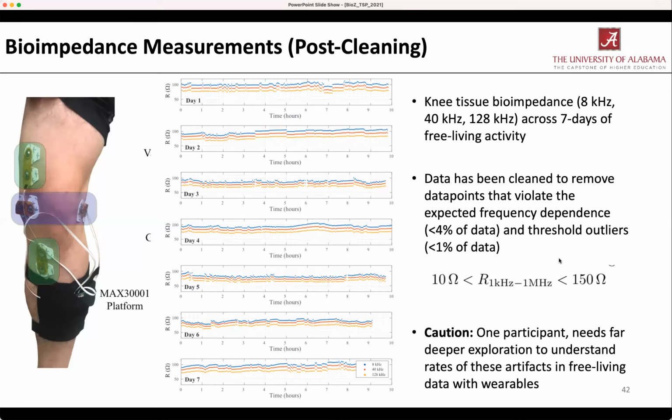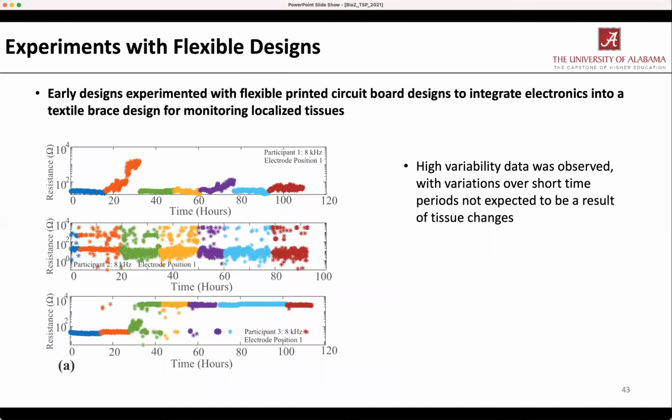So we have a very clean data set to begin with, and I want to urge a caution here. Not all data sets are going to look that clean. So this was already a particularly clean one, and we need to do further work to really understand what the rates of these artifacts are, how we ensure we've removed them, and how we can be confident they're actually artifacts in the data. So we still have to do a lot more work in that area to help us answer that question.